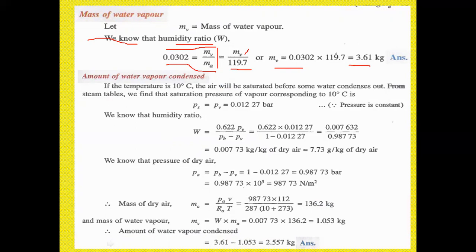So if the temperature is 10 degrees centigrade, from the steam tables, for getting the saturation pressure, in order to get the value of water vapor condensed, we have to know the value of saturation pressure. The saturation pressure PS is equal to PV, that is equal to 0.01227 bar. Therefore, the humidity ratio W is equal to 0.622 PV divided by PB minus PV. So after substituting the values, W is equal to 0.007632 divided by 398773. W is equal to this value.